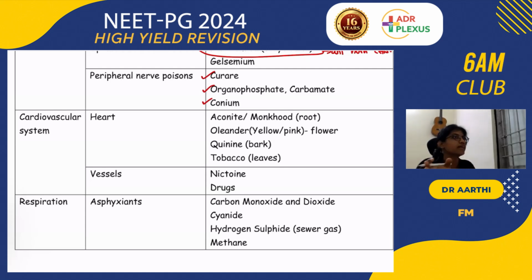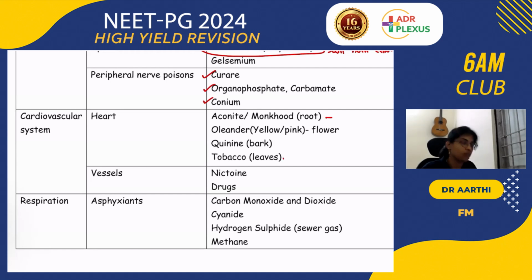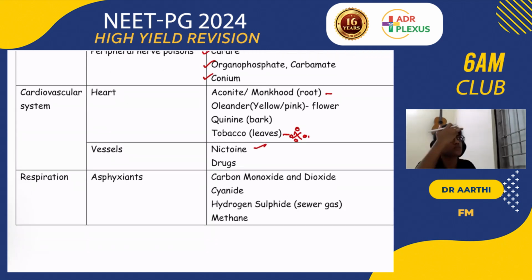All of these come into our oleander group. You have quinine and aconite and tobacco, right? Tobacco again is important. It's been already asked. Now, the nicotine in tobacco, apart from affecting the heart, it also affects the vessels. And all your drugs which you give for your hypertension and everything, they have their effects on the vessels also, right?